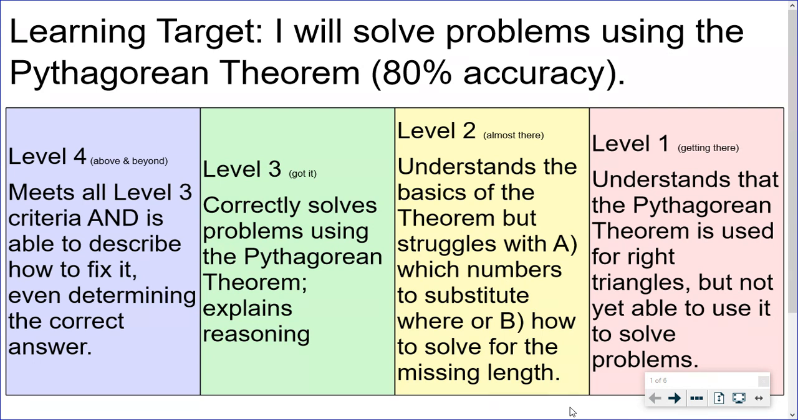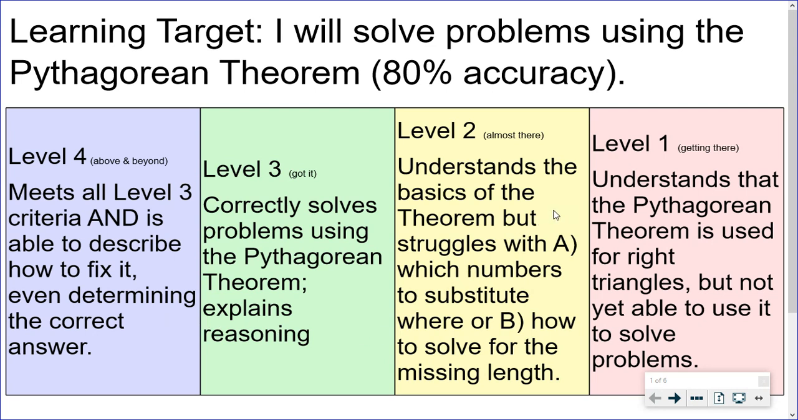Always start with level 3 to really know the learning target for today. Level 3 says we're going to correctly solve problems using the Pythagorean theorem and be able to explain our reasoning. Of course, you are always welcome and challenged to move up to the next level, be able to describe how to fix problems, correctly determine answers, etc.